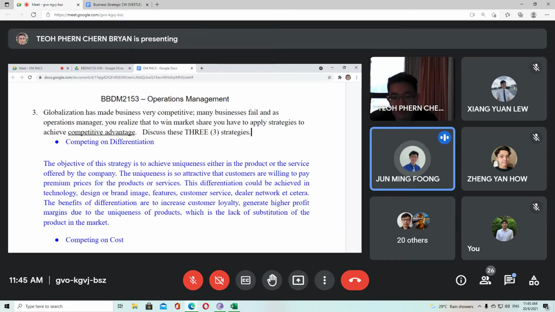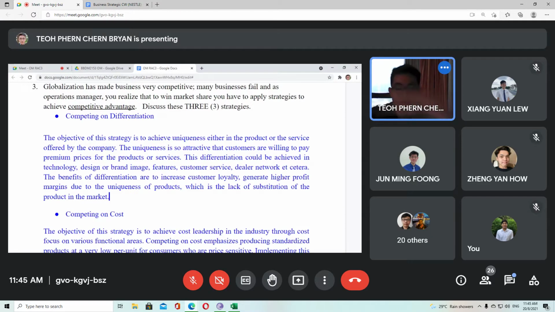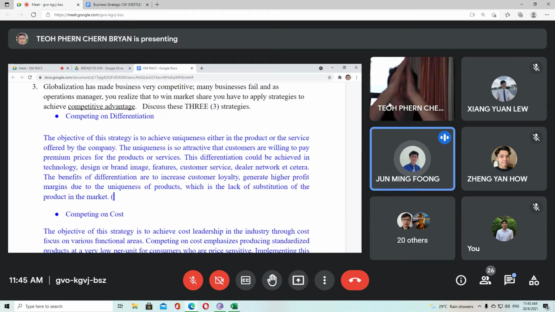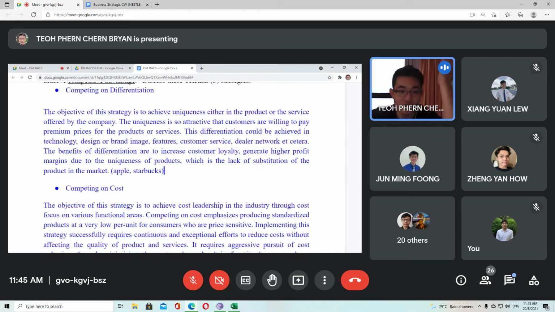So the second strategy is competing on... wait, can you give me an example here? Examples of companies that use differentiation. So differentiation is like the Apple product, which came out with their own operating system. Okay, can be Apple, Starbucks, Amazon, Disney. All these are differentiation companies.